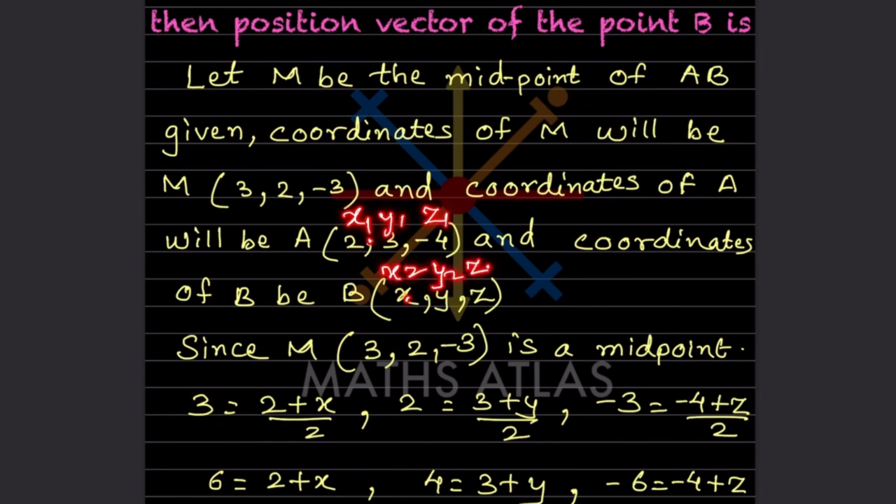So (x1 plus x2) divided by 2. Hope you got this one. So here, when we take this midpoint 2, it is (y1 plus y2) divided by 2. So this plus this divided by 2. And when you take this point -3, that will be (z1 plus z2) divided by 2. So hope this is clear.